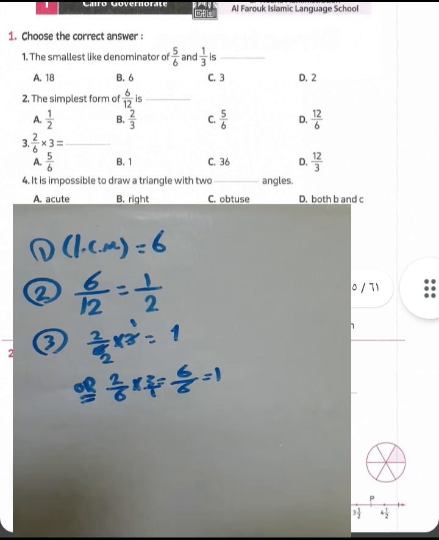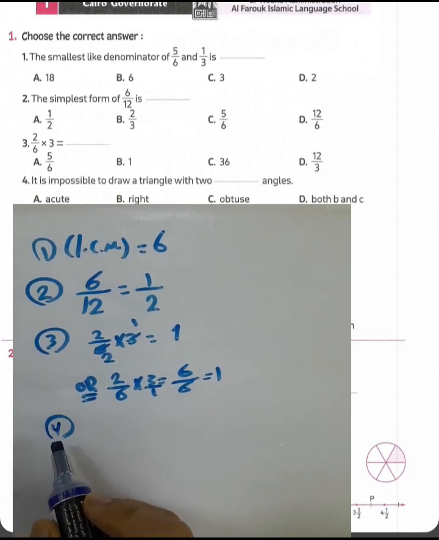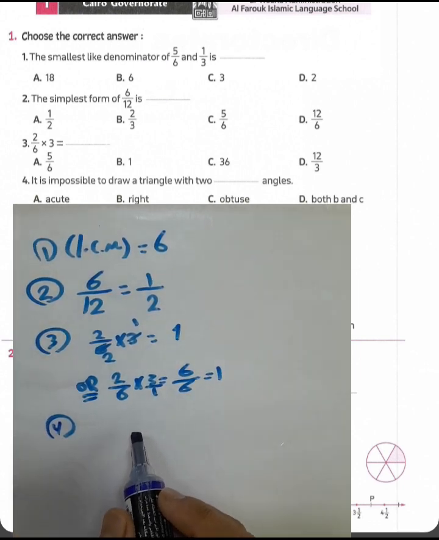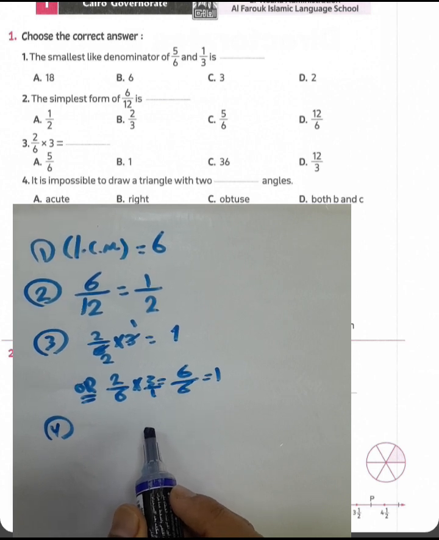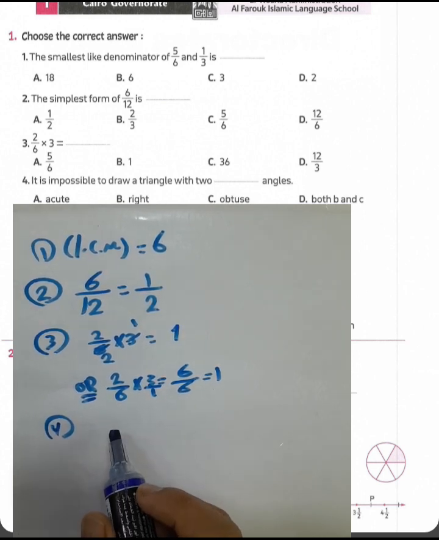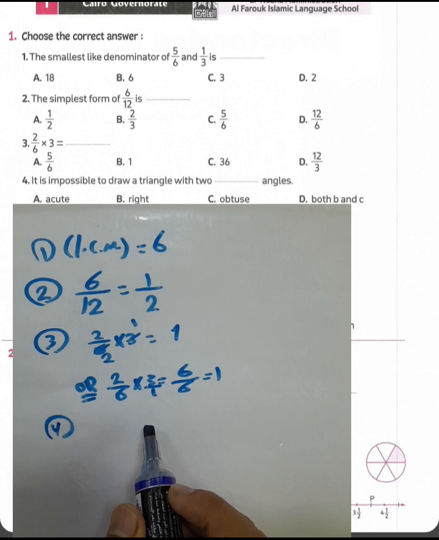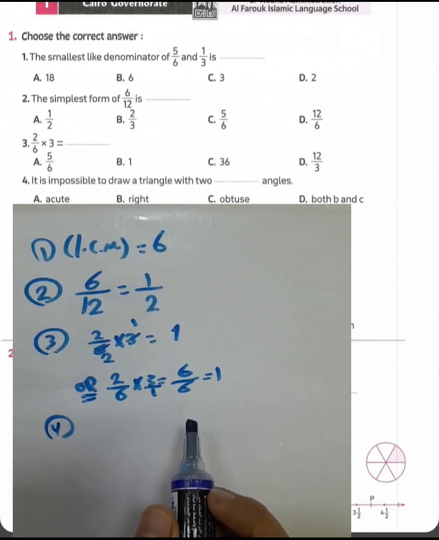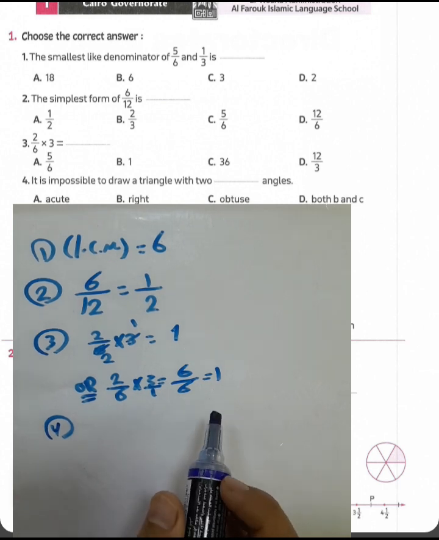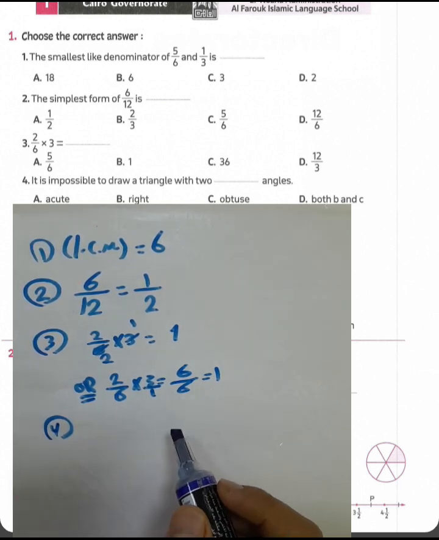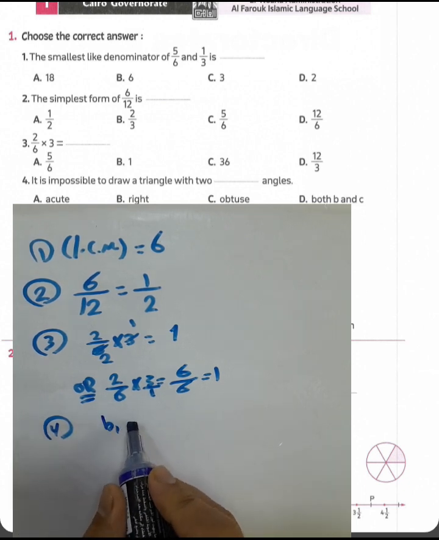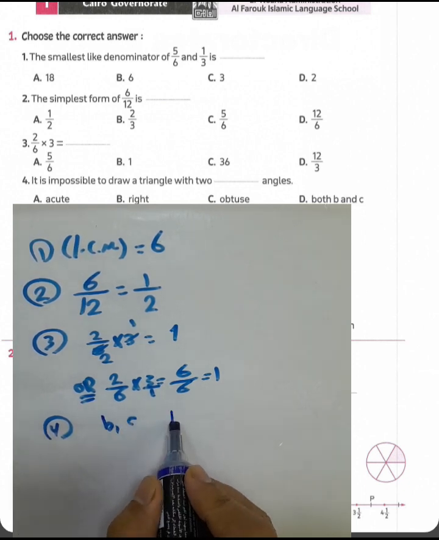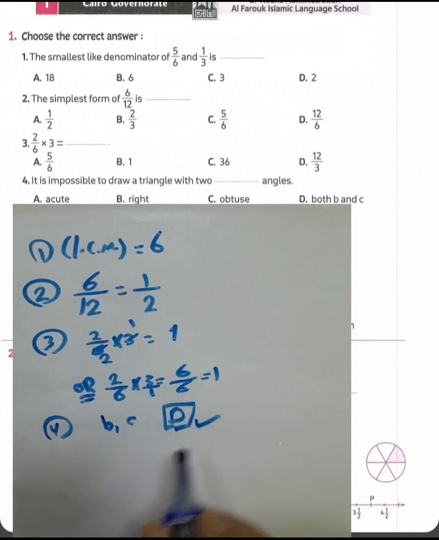Next question. Question number 4. It is impossible to draw a triangle with two right angles or obtuse angles. Right and obtuse. Choose letter D, rather than letter B and letter C. So you must choose letter D.